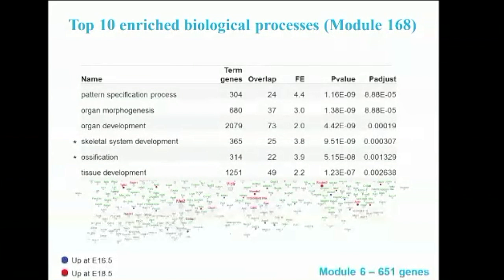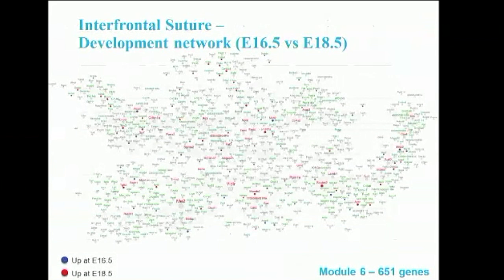The final cluster that I wanted to show is related to development time. In this case, we compared E16.5 versus E18.5. Again, genes up at E16.5 are in blue, genes up at E18.5 are shown here in red. Now, this is obviously a much larger cluster. We have about 651 genes, so it's hard to make sense of this cluster a priori. But again, we do see interesting candidates. PANX3 is here again, this TGF-beta 3, and there's another, SCUBE2 is over there.